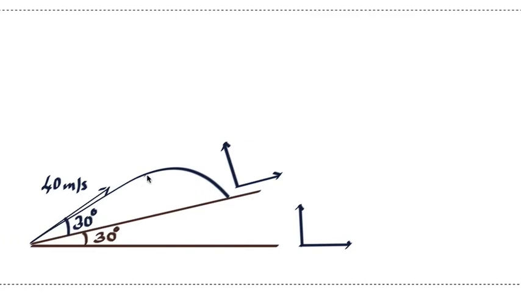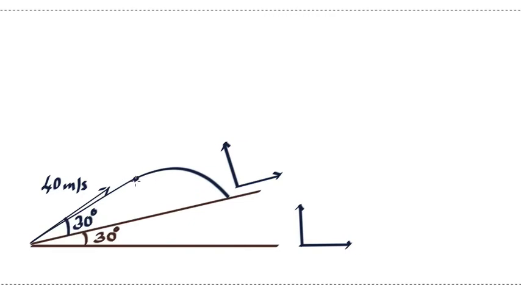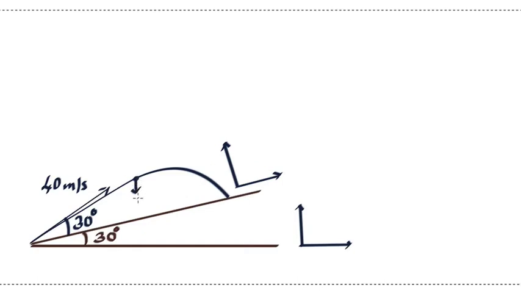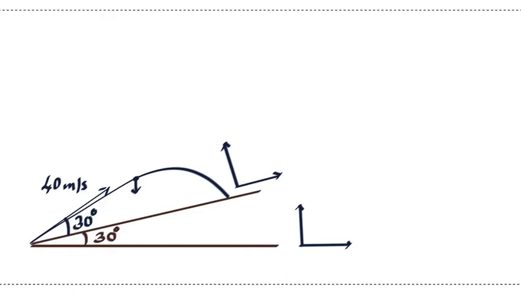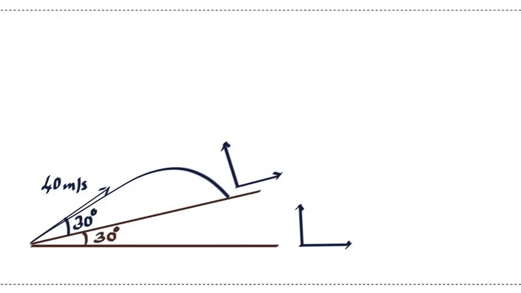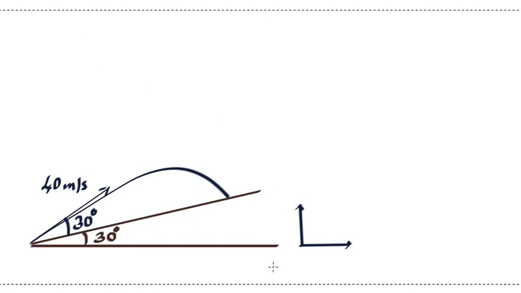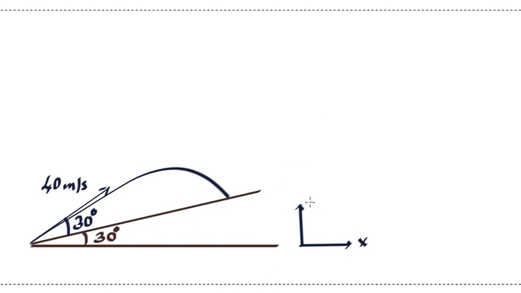Now, while the projectile is flying, at any instant, the force of gravity is acting straight down, and hence the acceleration is straight down. So it is better to choose our y-axis vertically. So we will not choose this coordinate system. Let's get rid of that. And we will take x-axis along the horizontal and y-axis directly upwards.